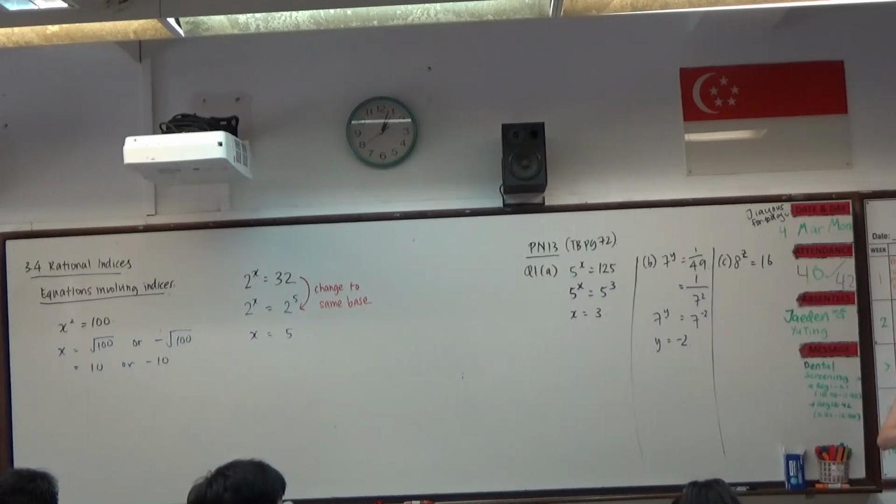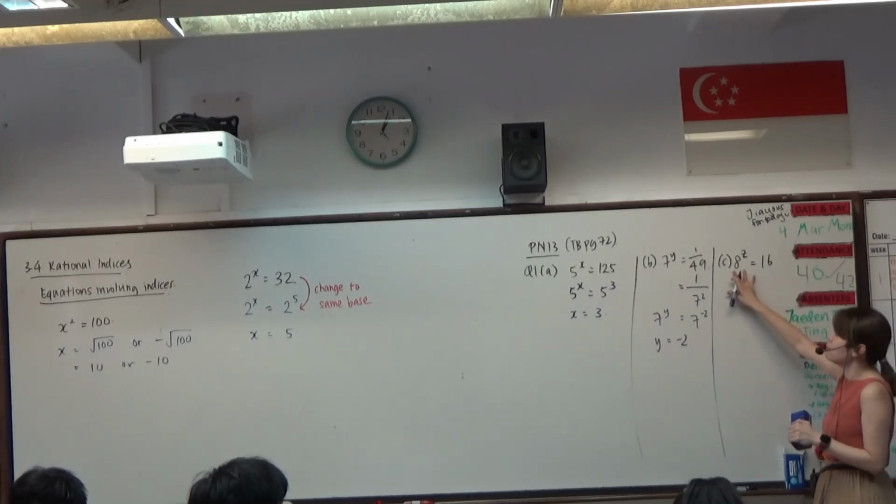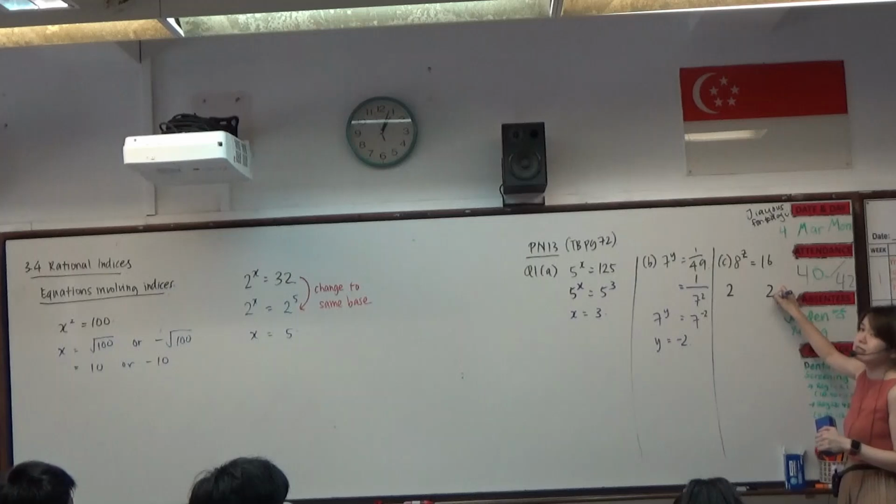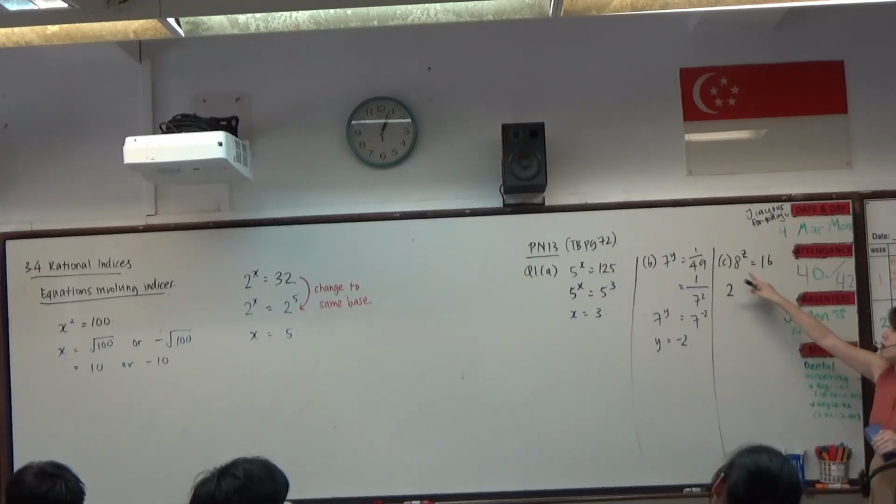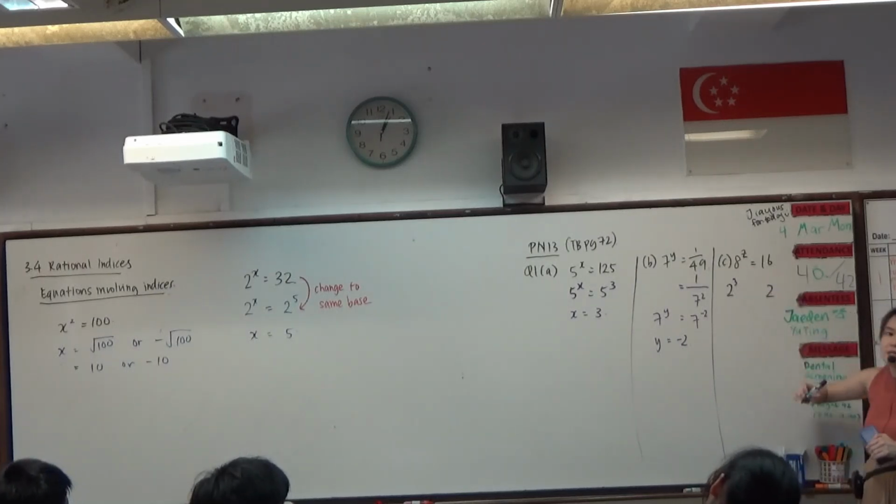I notice some of you decide to choose a base of 4, which isn't wise. Okay? Because 8 cannot be a power of 4. Right? 4 squared is 16. Okay? Not 8. Right? So we cannot put the base to be 4. Instead, we should be using 2 as our base. Okay? So 8 is actually 2 to the power of 3.